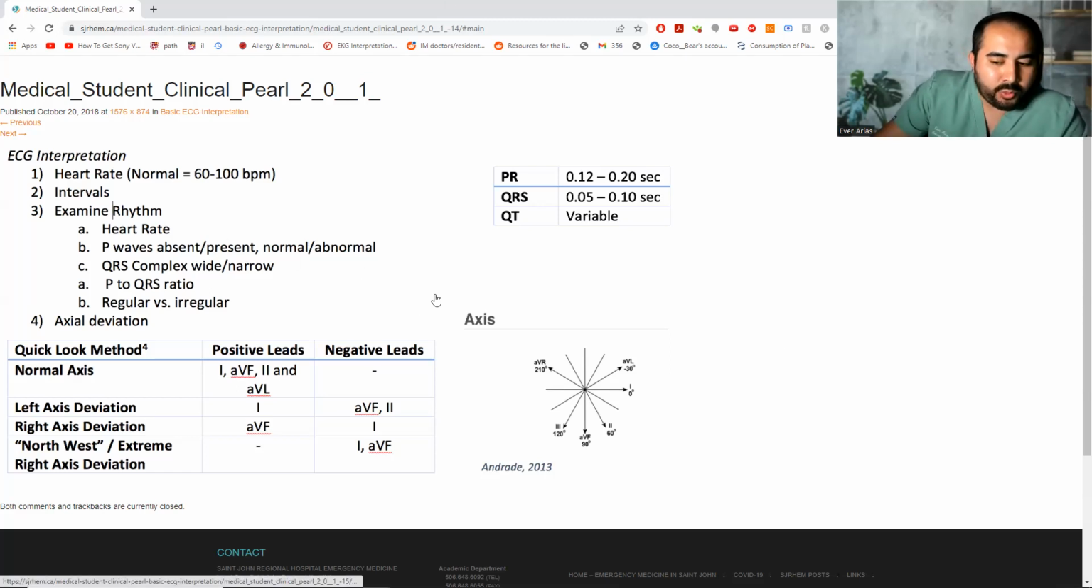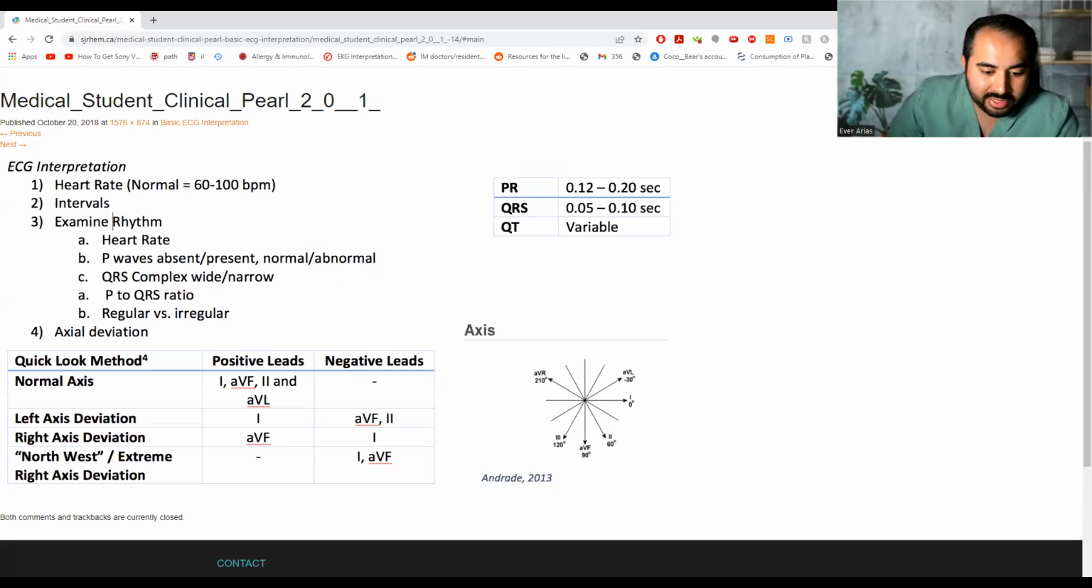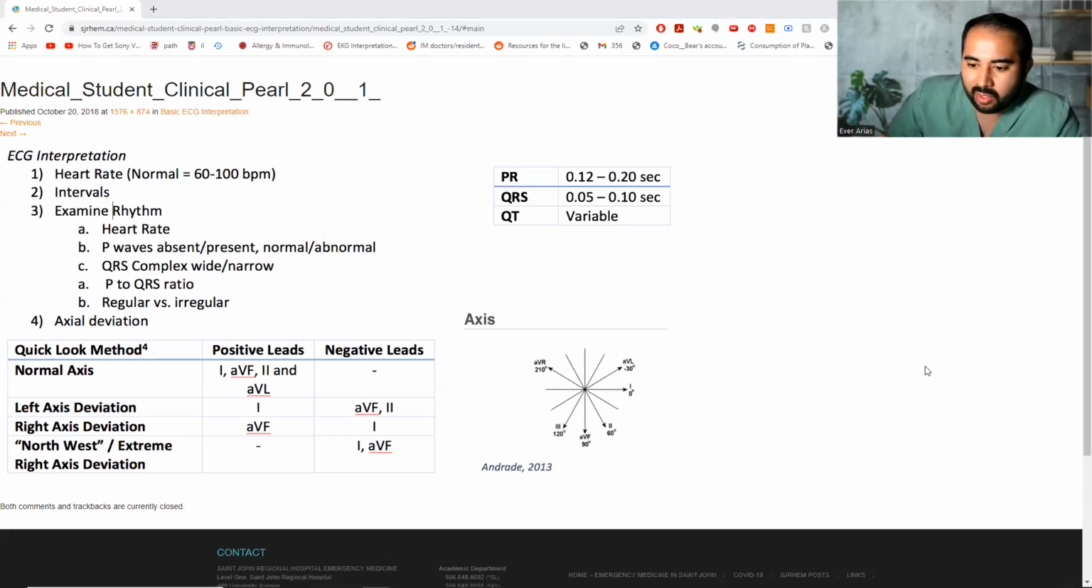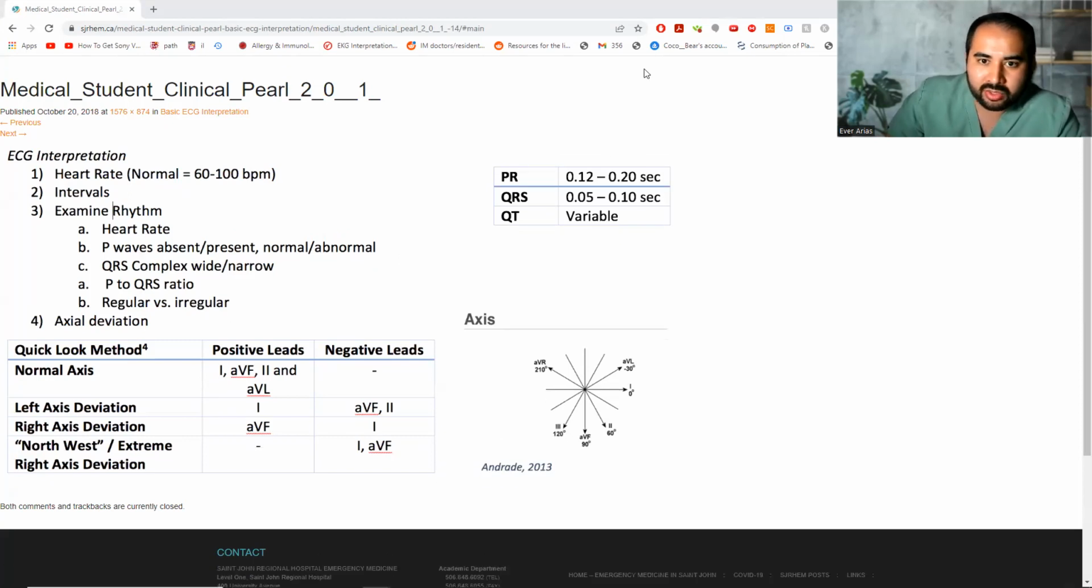So really the most important thing, if you notice, with everything, is being systematic. When it comes to chest X-rays, being systematic with your approach. When it comes to EKGs, similarly, being systematic with your approach is going to be helpful. So my recommendation is to follow something. The way that I like to be systematic is in making sure I interpret the heart rate, and then intervals. These are the intervals that are important.